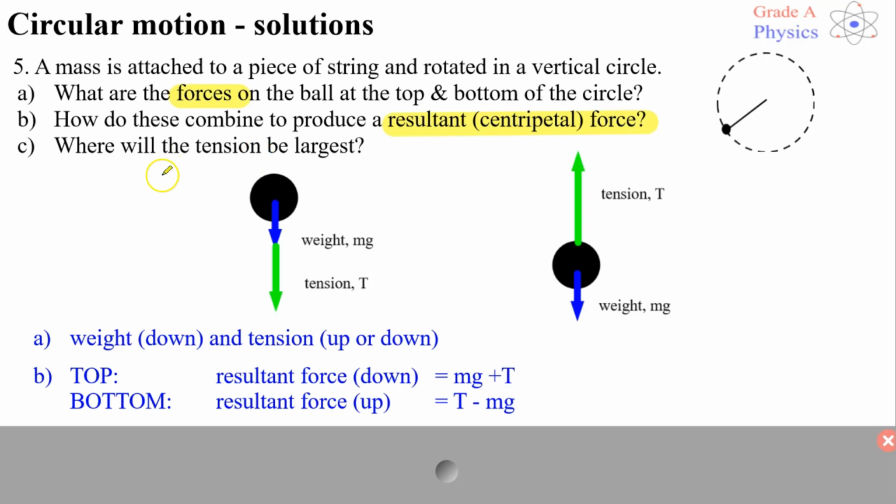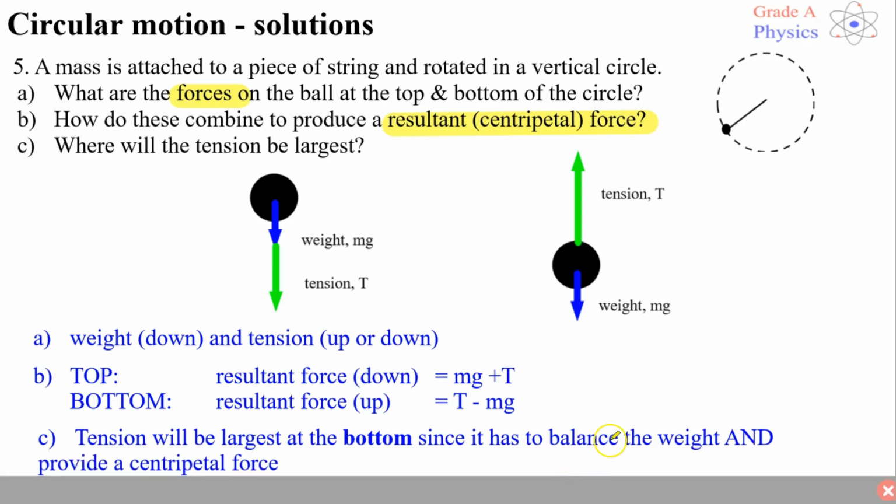So this leads us into part C. Where will the tension be largest? Hopefully you can see that will be at the bottom, because at the bottom the tension has two jobs to do. It has to balance the weight and also provide a resultant centripetal force. So T minus mg gives us the centripetal force. So T is going to be mv squared over r plus mg. That will be larger.